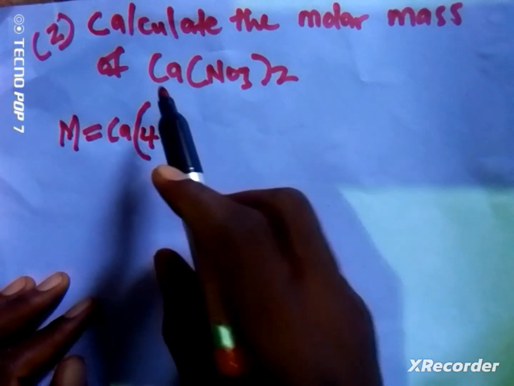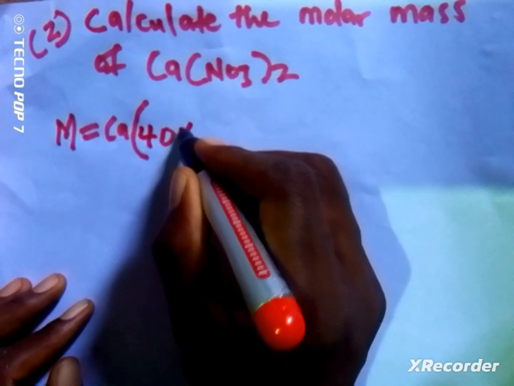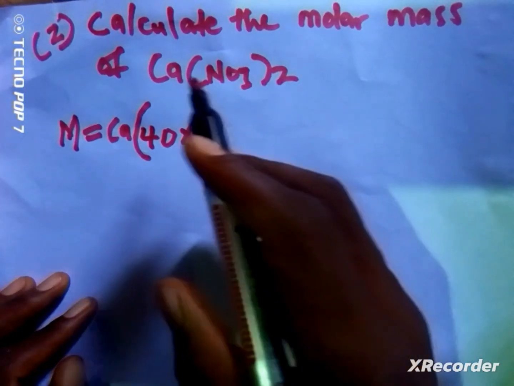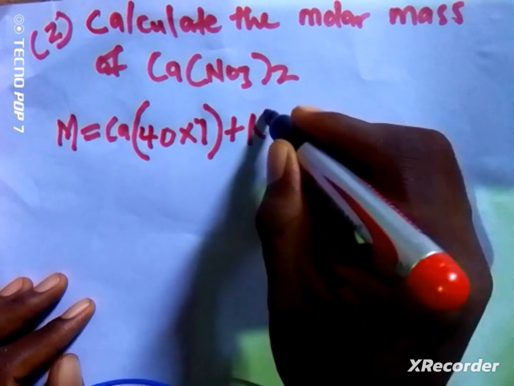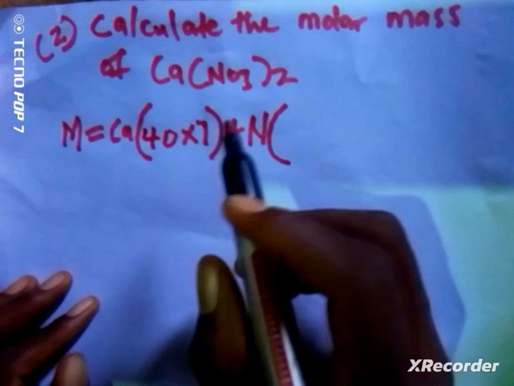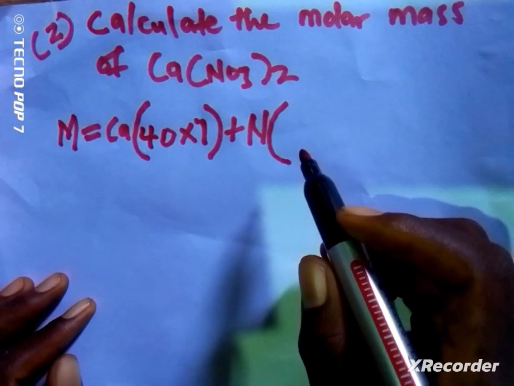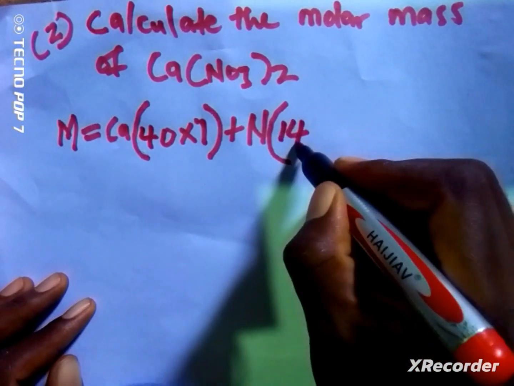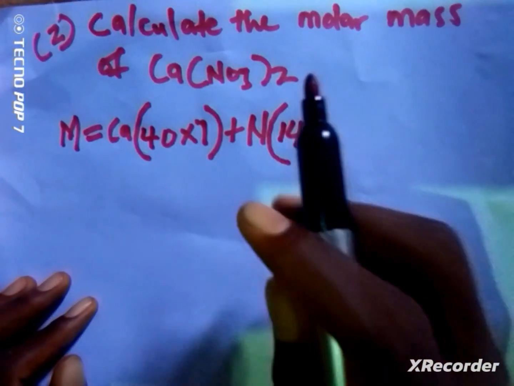How many times does calcium appear within this compound? It's 1. So it's times 1. Close this. We have N, which is nitrogen, right? Plus N. First of all, what is the atomic mass of nitrogen? The atomic mass of nitrogen is 14. And how many times does nitrogen appear within this compound?